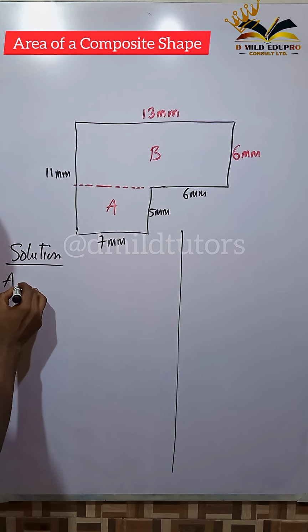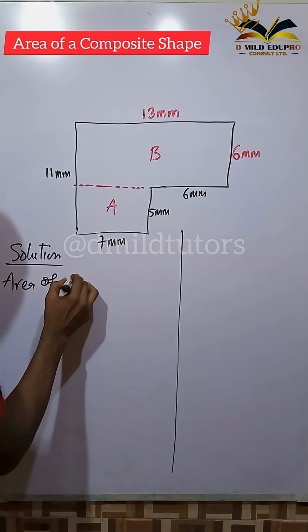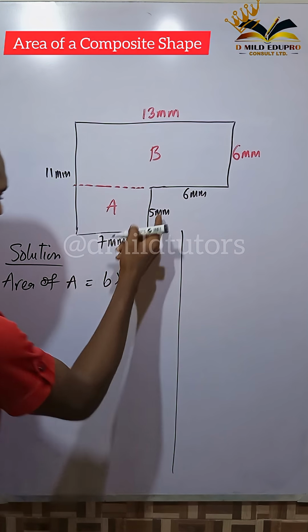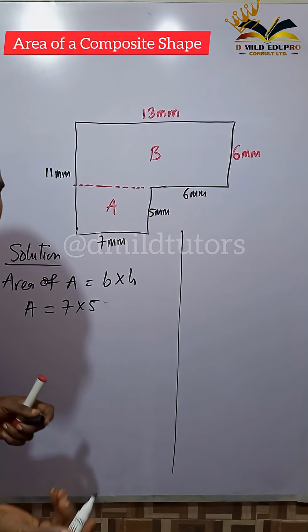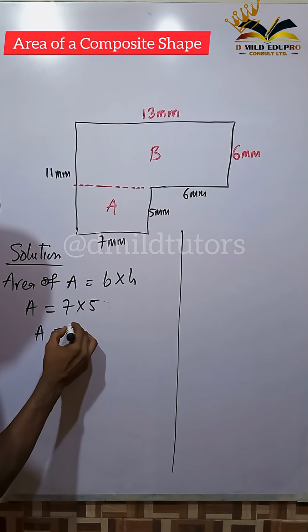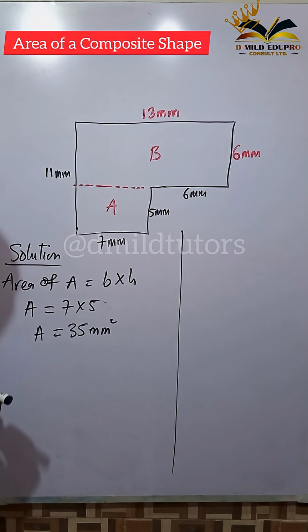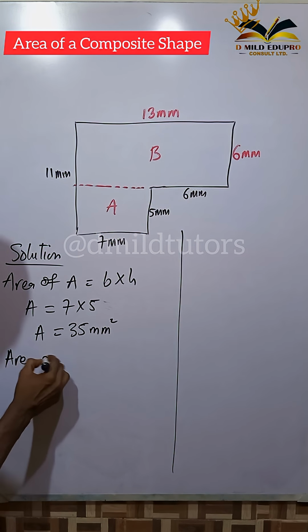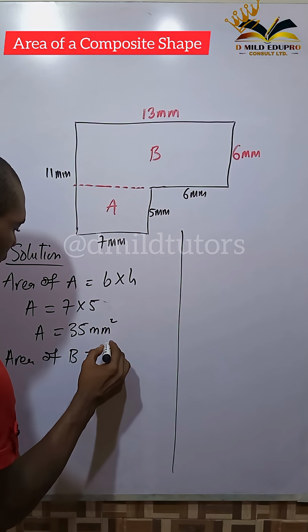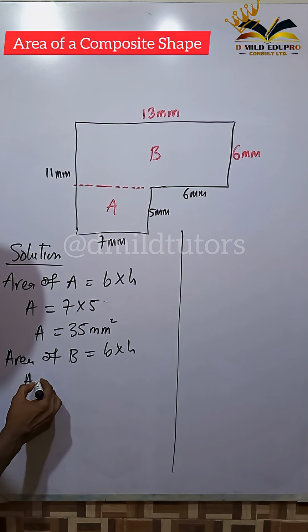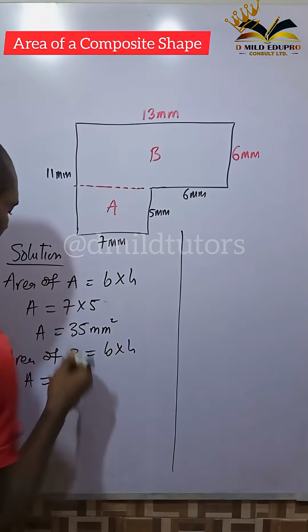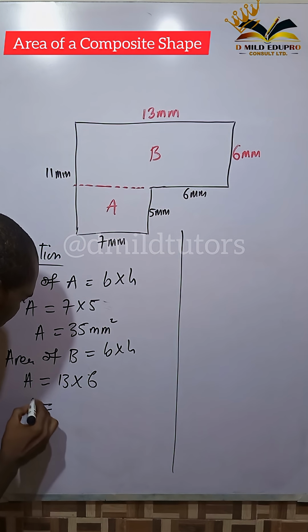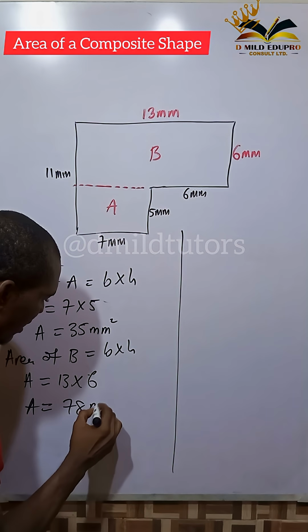Let's get the area of A, which is base times height. The area of A is 7 times 5, which will give you 35. So the area will be equal to 35 millimeter squared. Now let's get the area of B, which is base times height as well. Area of B is 13, which is the base, times the height, 6. So 13 times 6, you are going to have 78 millimeter squared.